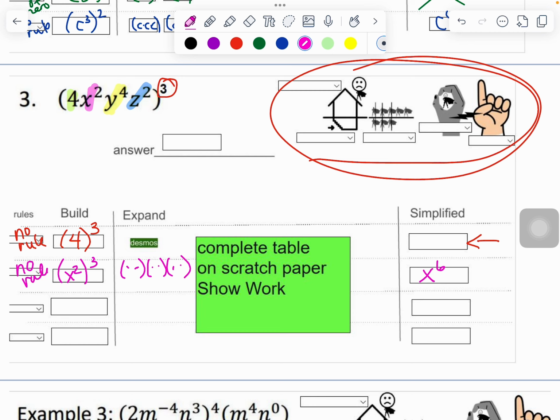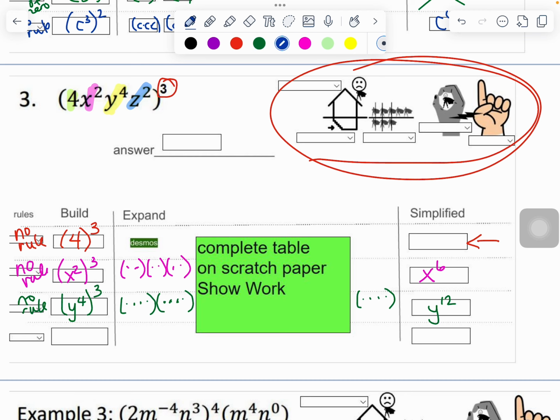Let's take the Y next. So I have Y to the power of 4, all to that third power. There's no rule here because it's not negative and there's no 0. So again, you have 4 Y's, 3 times. I'll do one over here. 2, 3, 4. Count them all up. That's 1, 2, 3, 4, 5, 6, 7, 8, 9, 10, 11, 12. That is Y to the power of 12.